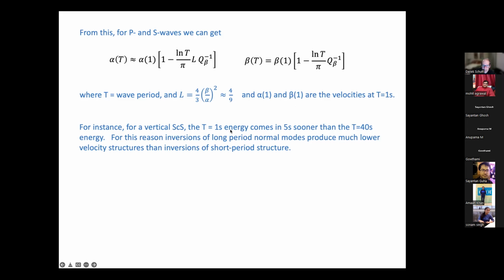the arrival times. So for this reason, inversions of long period normal modes produce much lower velocity structures than inversions of short period structure, because higher frequency waves or shorter period waves see higher velocities than longer period waves.